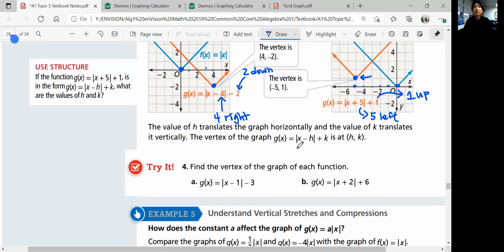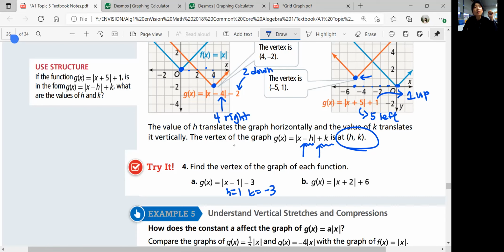I'll describe it. Try number 4. Find the vertex of the graph of each function. The vertex here would be (h, k), where h is the constant inside your parentheses, and k is the constant outside your parentheses. Make sure you have this as a subtraction, and that's an addition, okay? So here, x minus h, h is 1. k needs to be positive, plus k, but you have negative 3. So your k must be -3.